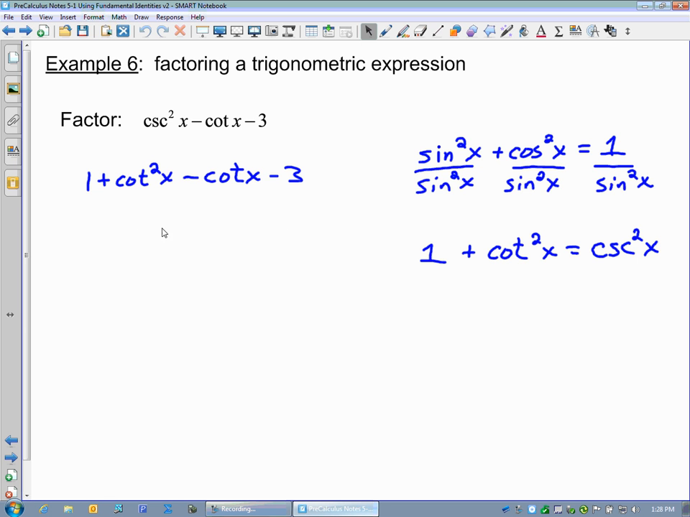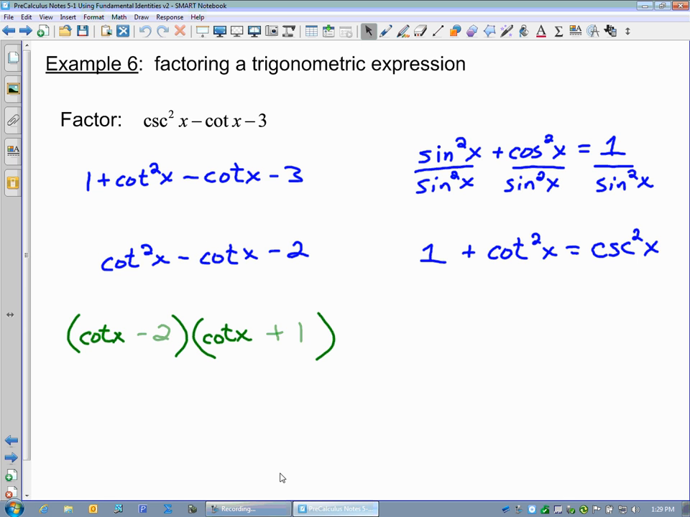Now everything's in terms of cotangent. I can clean up a little bit more by combining the like terms, combine those constants, negative 3 and a positive 1 combined to be a negative 2. And now I have a trinomial where my leading coefficient is 1. That means I can go right to my double bubble, which is the two parentheses. In order to get cotangent squared, that's cotangent times cotangent. And for the other two, I want factors of negative 2 that add up to a negative 1. And that would be negative 2 and positive 1. And we're done. Make sure that you do change everything to be the same function before you start factoring.